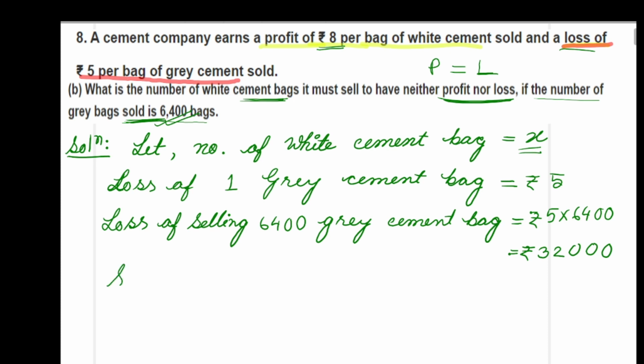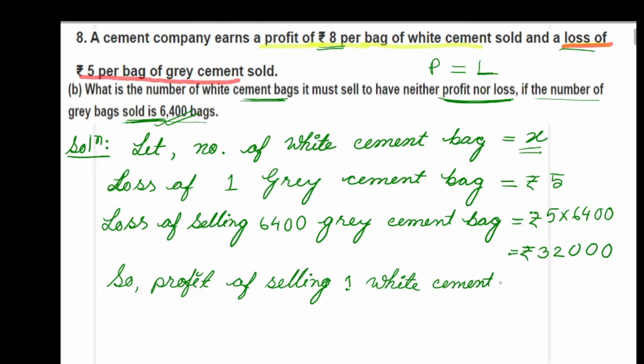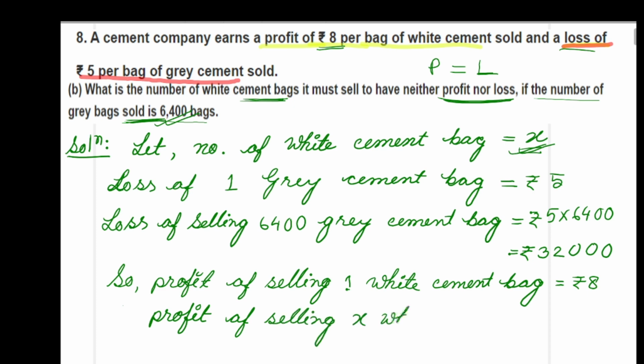Now see, for one white cement bag the profit is 8, but how many bags have we considered here? X. So the profit on selling one white cement bag is Rupees 8. Suppose we are selling X, so the profit on selling X white cement bags: if one bag gives 8 rupees, then for X bags it becomes 8X. Like suppose 1 bag 8 rupees, 2 bags 2 into 8. So for X bags, 8 into X.